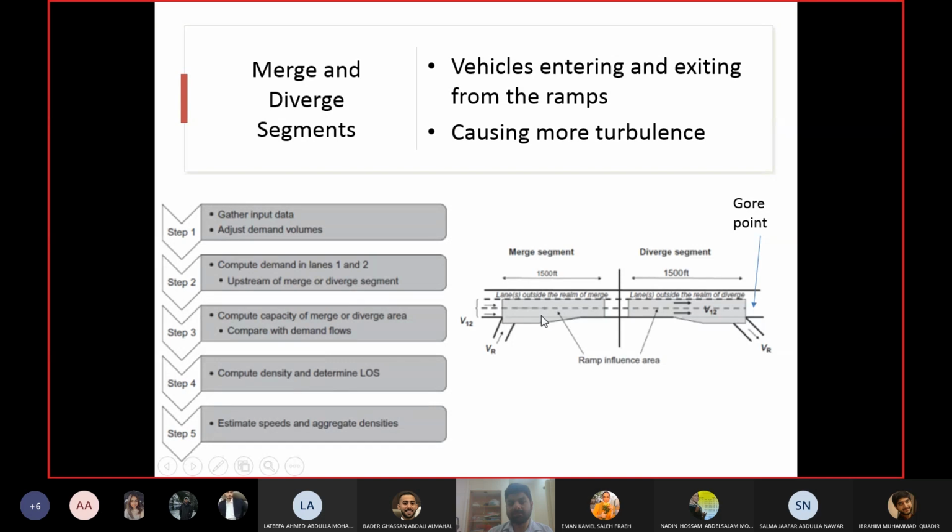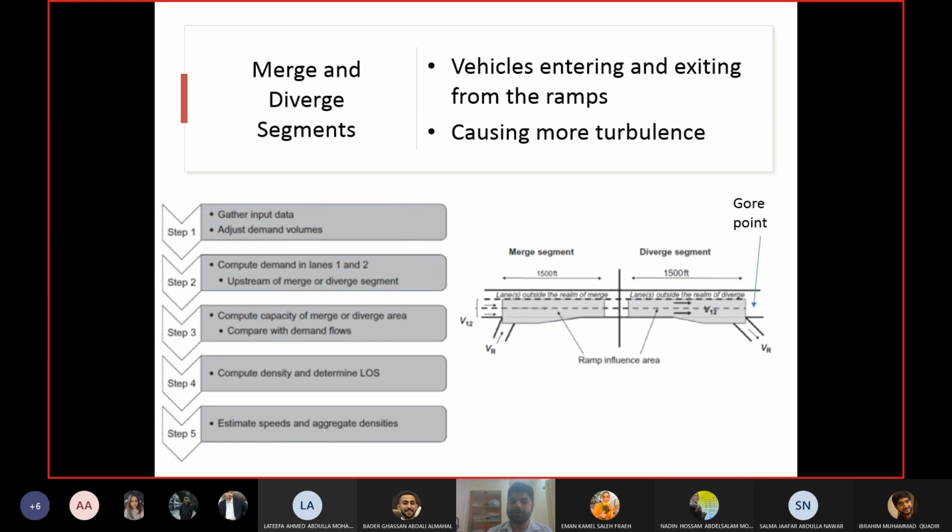The figure is given here. So where is the merging happening? Entering the highway, when you are entering the highway from a ramp. And where does the diverging happen? Exiting from the ramp, when you are exiting the highway from the ramp. So wherever you have an on-ramp used for entering, that will be the merging segment, and wherever you have the off-ramp, that is the diverging segment.